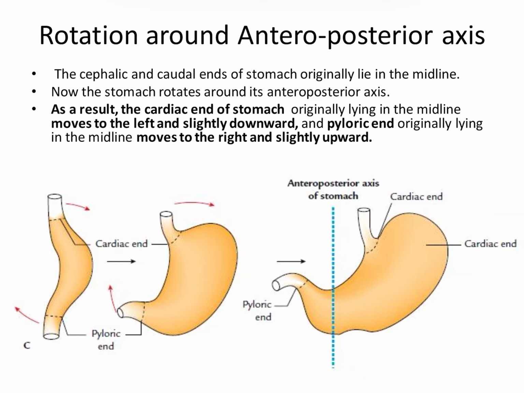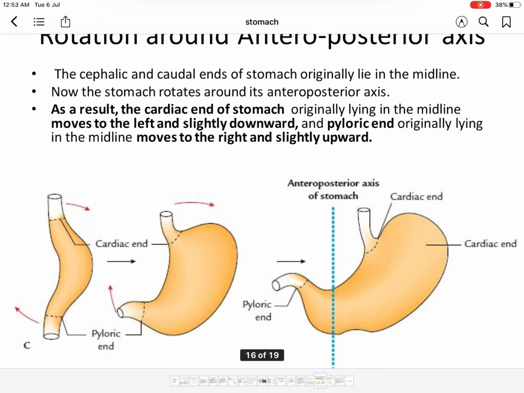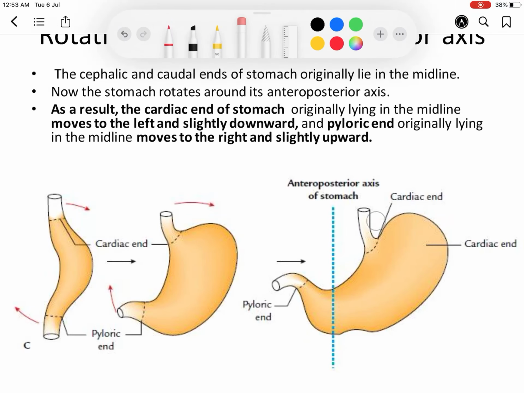Because of this rotation, the cardiac end of the stomach goes slightly left and downwards, and the pyloric end of the stomach moves slightly right and upward. Here you can see the cardiac end has moved slightly towards the left side and slightly downwards, and the pyloric end has moved slightly towards the right side and slightly upwards.